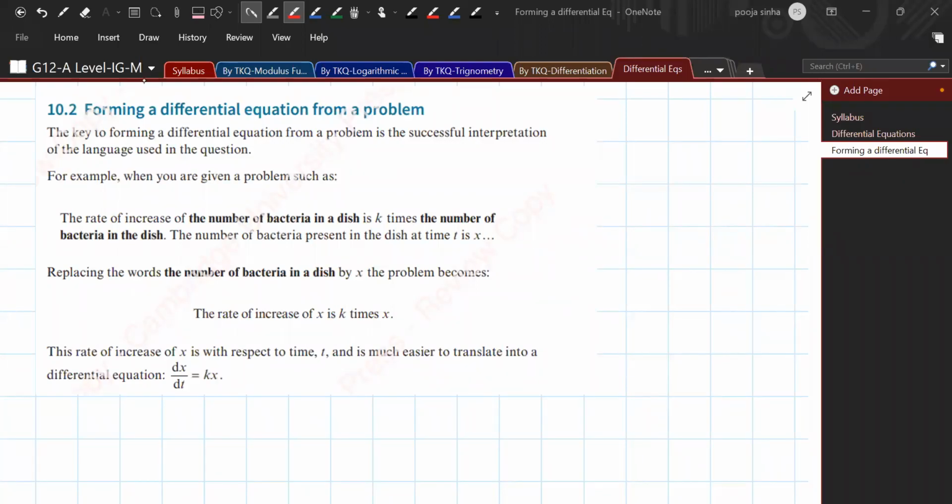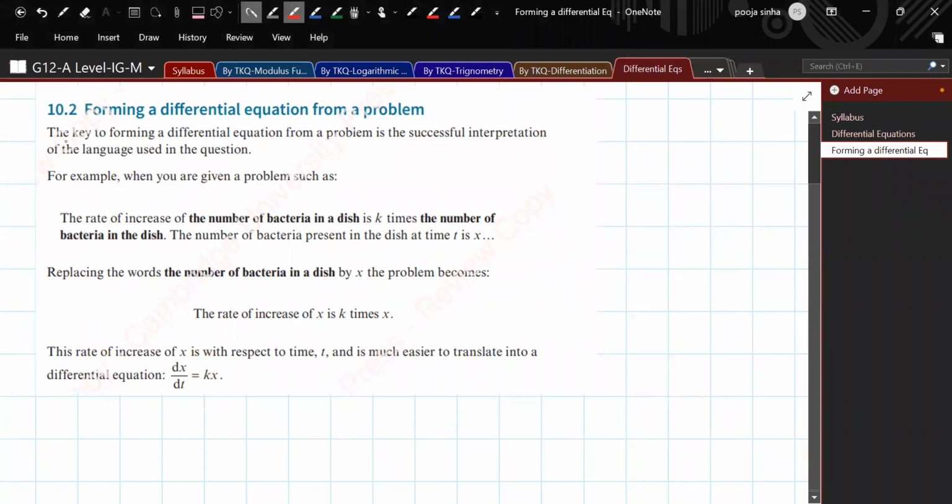Now we learned how to form a differential equation. So suppose an equation is given. The first thing that you need to do is read the language of the problem and successfully interpret what the language is trying to say. For example, when you are given a problem such as: the rate of increase of the number of bacteria in a dish is k times the number of bacteria in the dish, right?